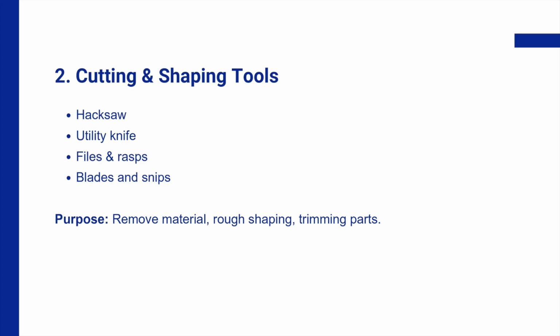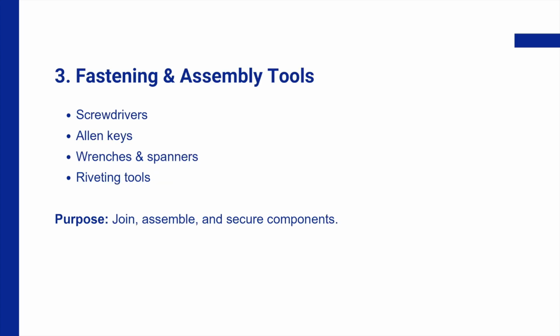Next, we have the fastening and assembly tools. The function of these tools is to join different components together during the assembly stage of the product. Common examples include screwdrivers, wrenches, spanners, Allen keys, and also riveting tools. For those in conventional or automotive fabrication, you will find all these things in the workshop.